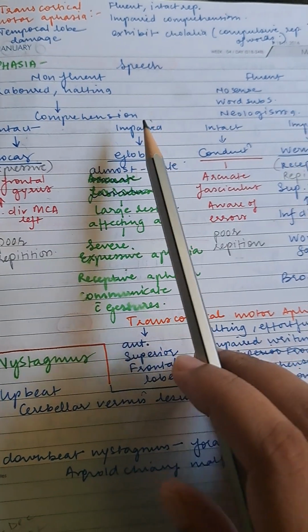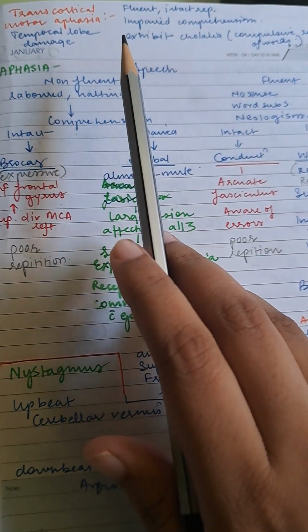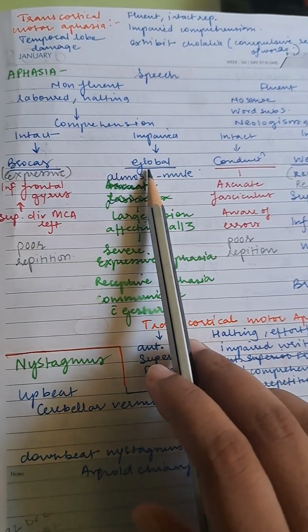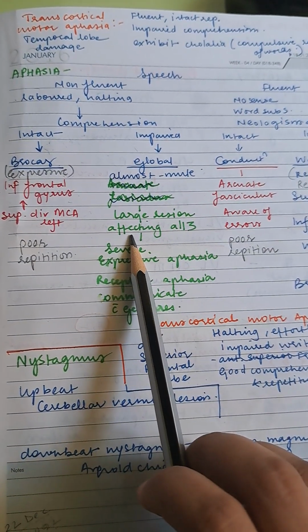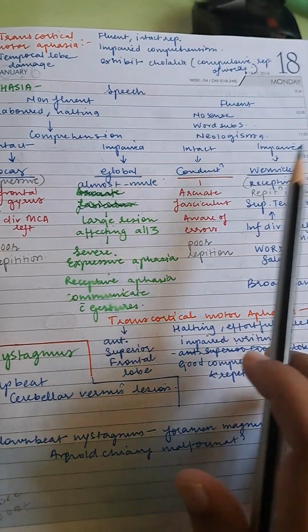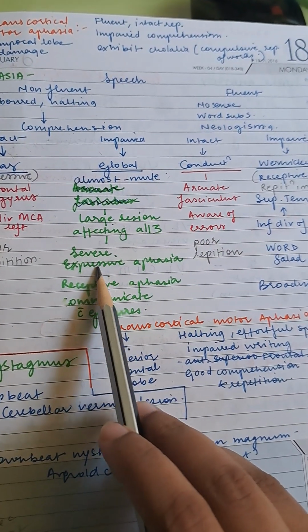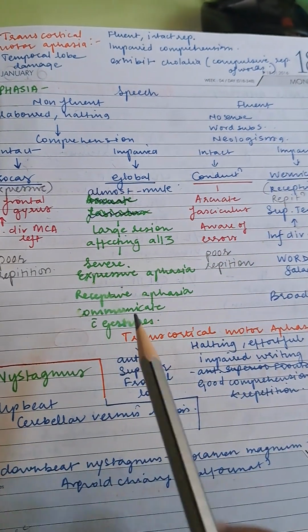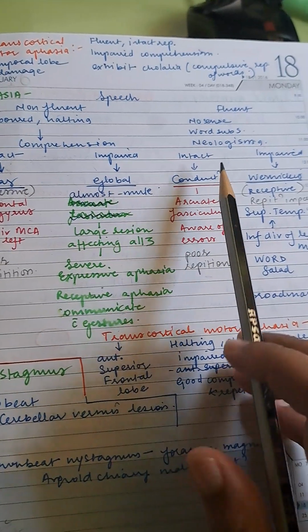If the comprehension is impaired and the fluency is gone, meaning the person is almost mute, in this case it is called global aphasia. There might be a large lesion which is affecting all three parts, the conduction, the comprehension, the motor, everything is affected. So there can be severe expressive aphasia as well as receptive aphasia. So in this case, the person will communicate with gestures.